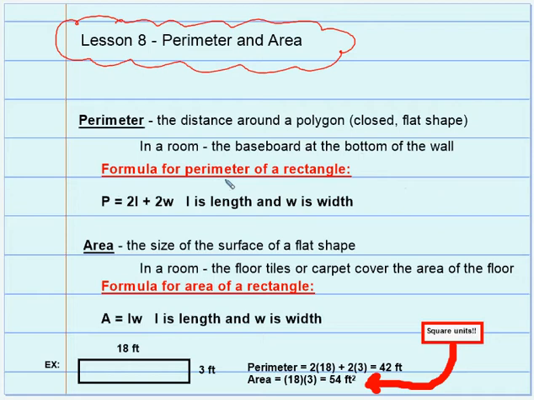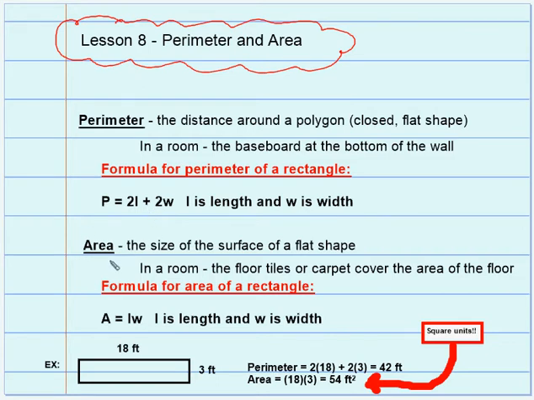The formula for perimeter of a rectangle is capital P equals 2L plus 2W. L is length and W is width. Okay, so you just multiply 2 times the length, multiply 2 times the width, and add those together.